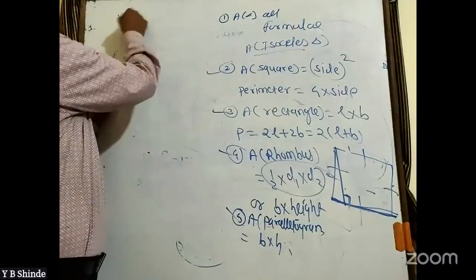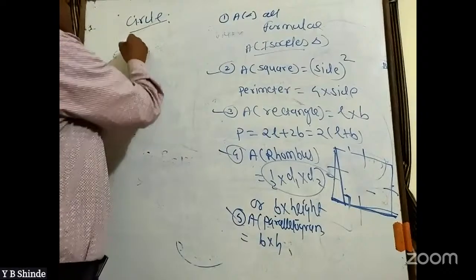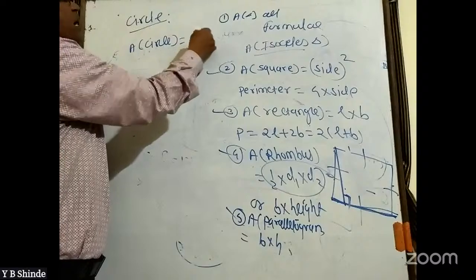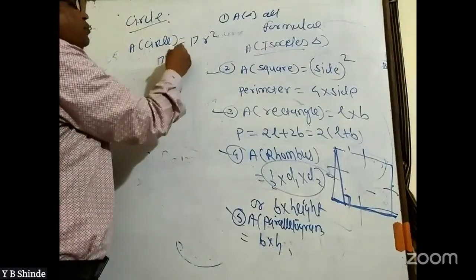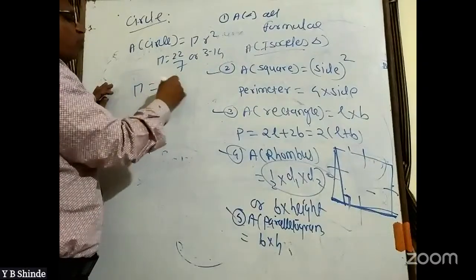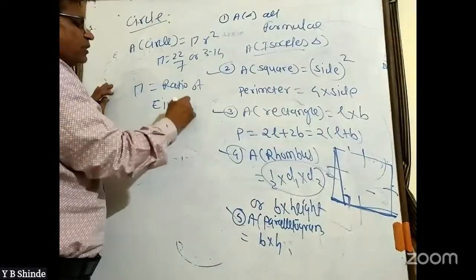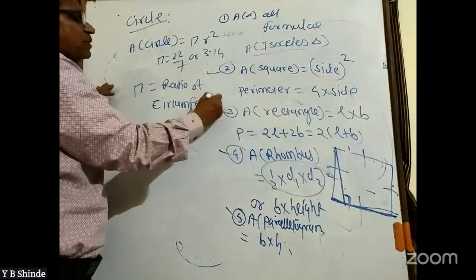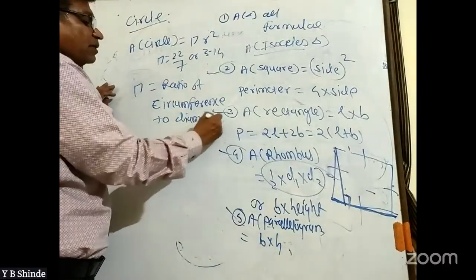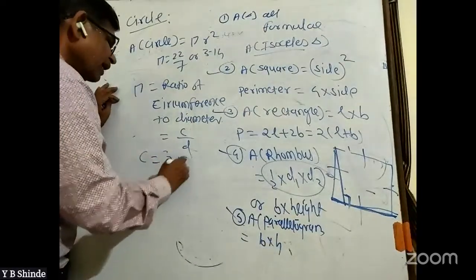Now circle. Two-dimension circle. What is the formula of a circle? Area of circle: pi r square. What is pi? Pi is 22 by 7 or 3.14. What is pi? Pi is the ratio of circumference to diameter of any circle. It is for any circle. That is C upon D. What is C? C is 2 pi r.